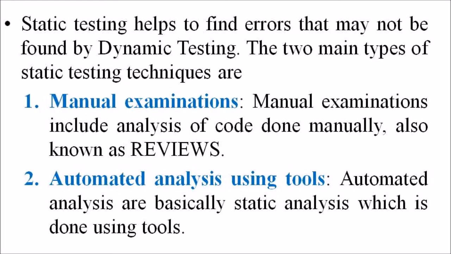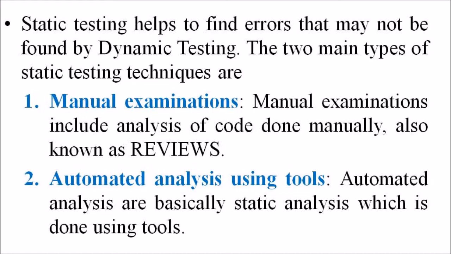The two main types of static testing techniques are manual examination as well as automated examination or analysis using tools. Manual examination includes analysis of code done manually, also known as reviews. Automated analysis is basically static analysis, which is done using different tools.